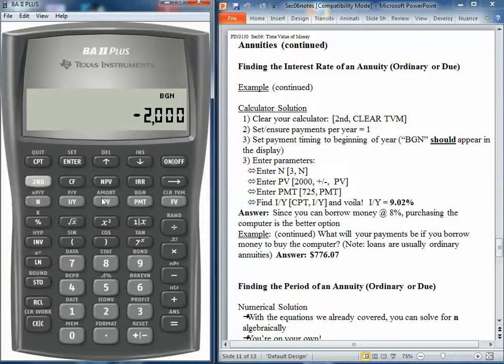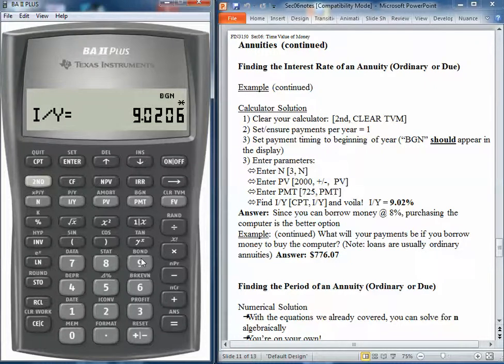I'm going to make this negative, and it really doesn't matter whether you make it negative or positive. The present value needs to have the opposite sign as the payments. Otherwise, you'll get an error. So now I'm going to make $750 payments. Is that right? $725 payments. We're going to assume the future value is 0, the salvage value is 0. And we're going to compute the interest rate.